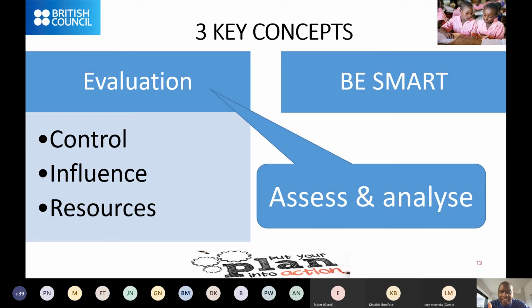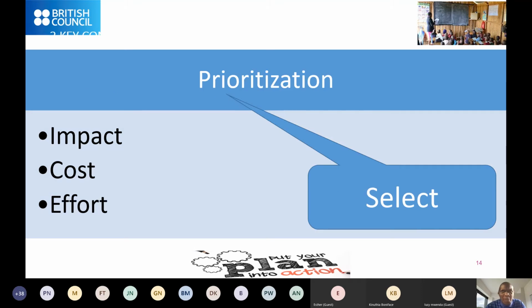So the thumb rule here is be smart. Don't bite off more than you can chew. Select what you think is within your remit, is in your influence, and you can undertake. And then once you have done that, you begin to prioritize based on your situation. You look at which one will cost little, which requires very little effort. You know your situation, you know your class, you know your students, you know your learning area.